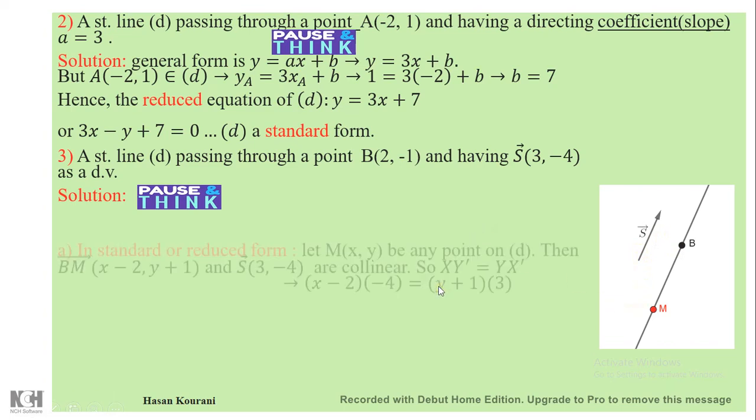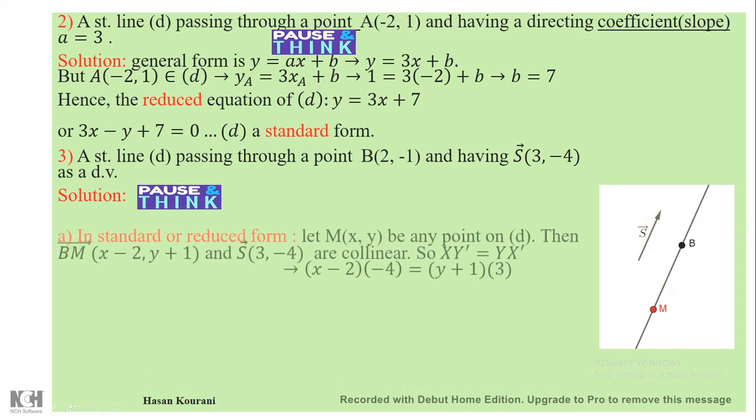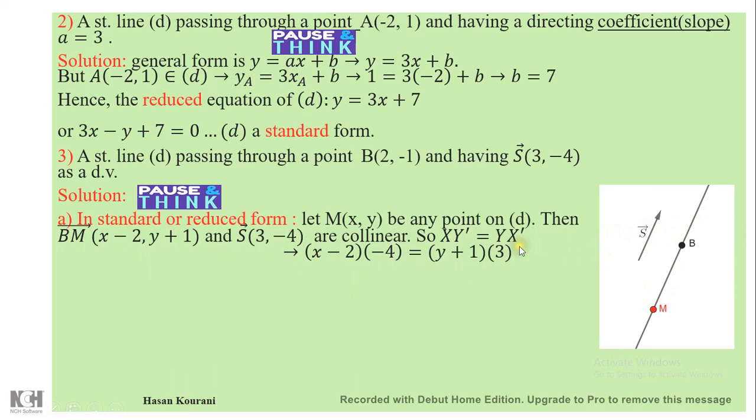Here the idea is based on, again, placing M of coordinates (x, y) on the straight line. And as you see, we have a constant relation here between two vectors BM and s, or MB and s. We are going to find the equation in three different forms: standard, reduced, and parametric later. In part A, I'm going to find the standard and reduced forms.